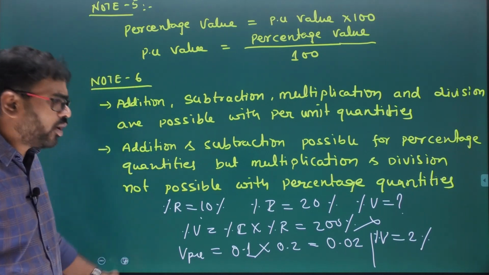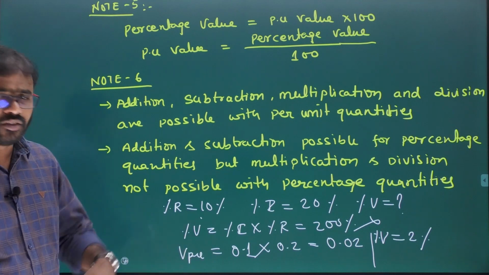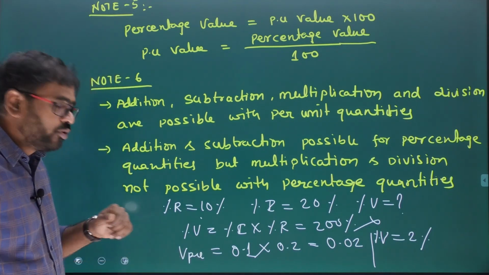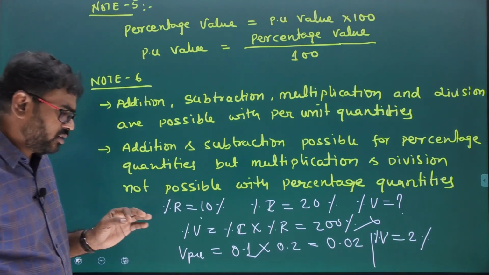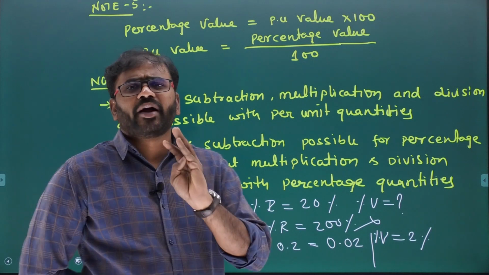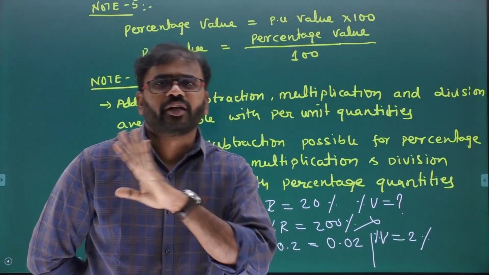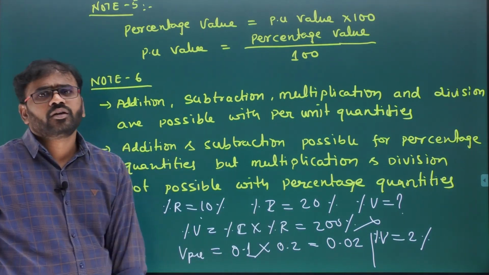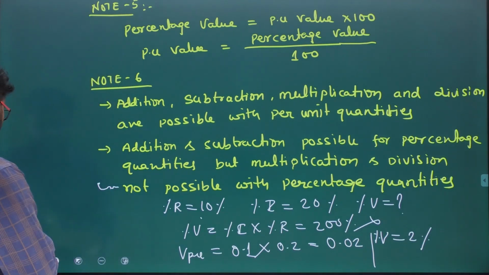So from this, what we can understand is, see, multiplication and division we can do on per unit quantities, not on percentage quantities. So that's why, whatever may be the mathematical operation, it might be multiplication, division, addition or subtraction, do it with per unit numbers. Later, by multiplying with 100, we can get percentage numbers. Okay. So that is the next important thing in per unit system.